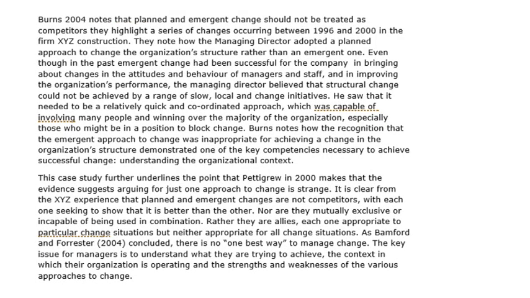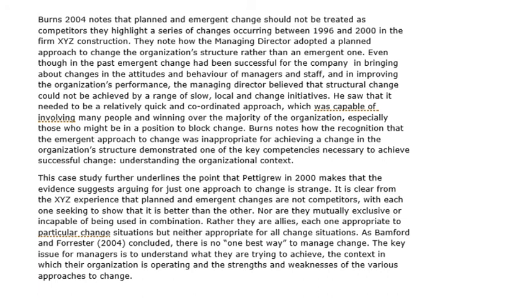Burns in 2004 notes that planned and emergent change should not be treated as competitors. They highlight a series of changes occurring between 1996 and 2000 in the firm XYZ Construction. They note how the managing director adopted a planned approach to change the organisational structure rather than an emergent one, even though in the past emergent change had been successful for the company. In bringing about changes in the attitudes and behaviours of managers and staff and improving the organisation's performance, the managing director believed that structural change could not be achieved by a range of slow, local change initiatives. He saw that it needed to be a relatively quick and coordinated approach which was capable of involving many people and winning over the majority of the organisation, especially those who might be in a position to block change.